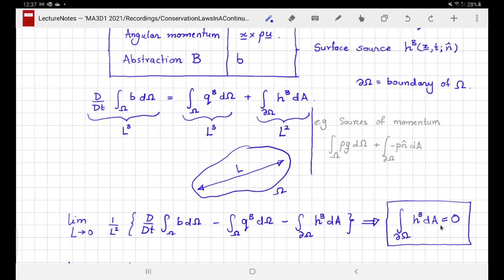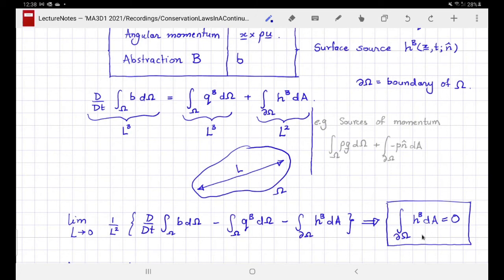And this is a very puzzling result. What does it mean? Does it mean that our effort put into conserving this quantity B, to find its rate of change and to account for the volumetric source, is futile? Because it's only the surface source that contributes in the end, and it doesn't even give us a meaningful result. It doesn't tell us how to, for example, solve for the flow.